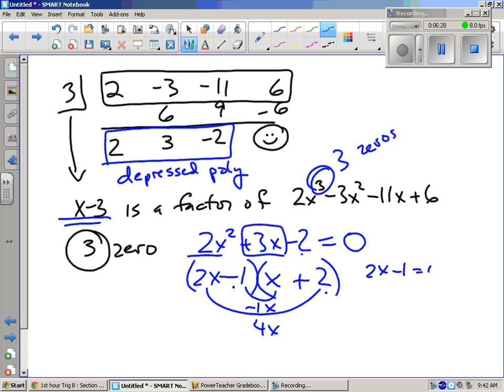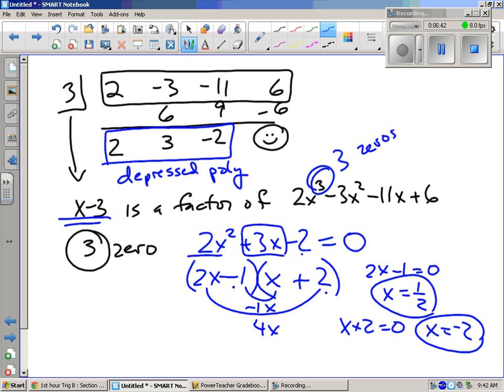So I set those each equal to 0. 2x minus 1 equals 0. Bring the 1 over and divide by 2. So x is 1/2 is another 0. And then x plus 2 equals 0, bring that over and I get x equals negative 2. So I have my 3 zeros. I have 3, 1/2, and negative 2. So those are all my answers.